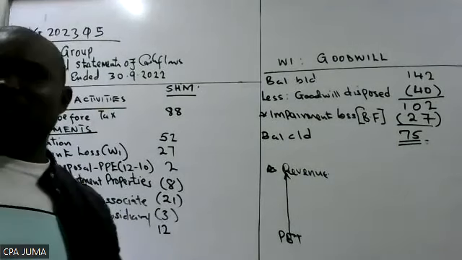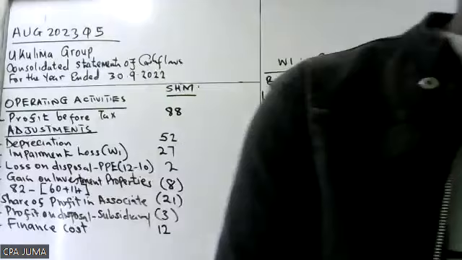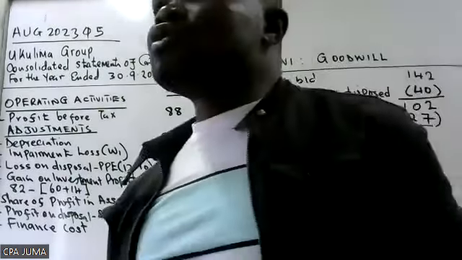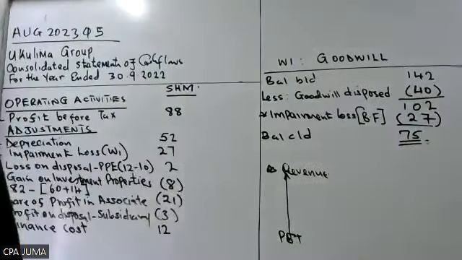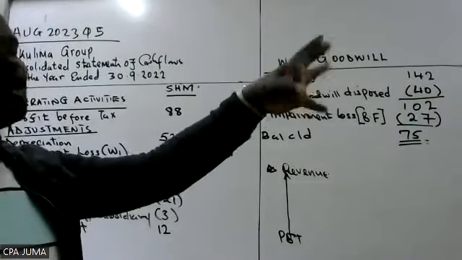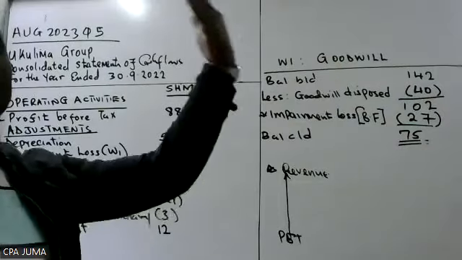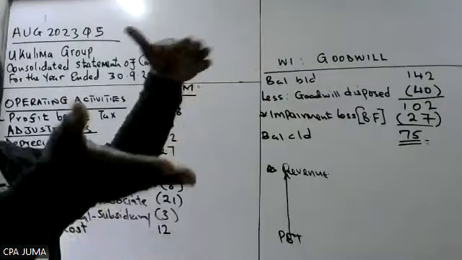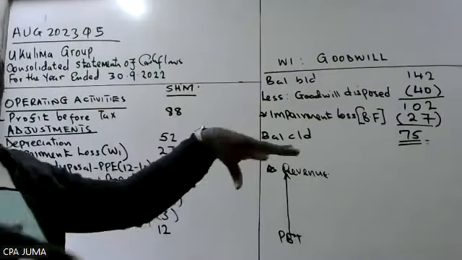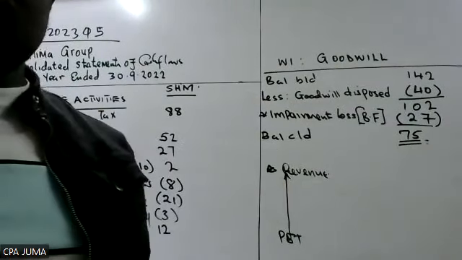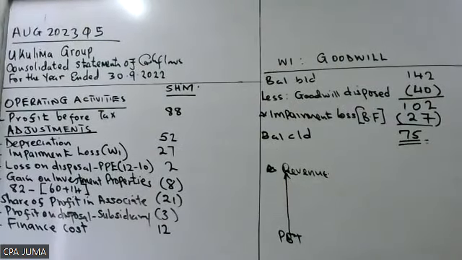So we are done with adjustment. Imagine that is how we do adjustment. Kuna kitu ngumu. So just know how to do the adjustment. PBT, depreciation and impairment, loss or gain on disposal of assets, go back to the profit account, revenue and PBT, check for non-operations. If it was added, subtract. If it was subtracted, add. That is how we normally do adjustments.